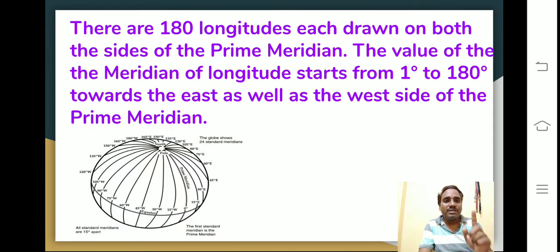There are 180 longitudes drawn on both sides of the prime meridian: 180 longitudes on the eastern side and another 180 longitudes on the western side. In total, there are 360 longitudes on the globe. And the value of the meridians of longitude starts from 1 degree to 180 degrees towards the east as well as the west side of the prime meridian.